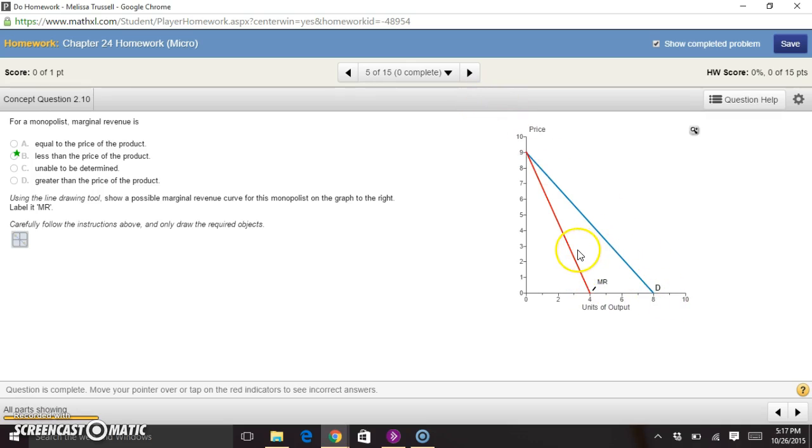So we know that marginal revenue for a monopolist is always smaller or less than the price of the product. So the marginal revenue curve is always going to be to the left of the demand curve, except at the very smallest unit that we can sell. So at the very top, they start in the same place, but then the marginal revenue, other than that, is always to the left of demand.